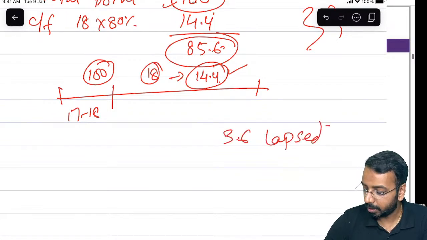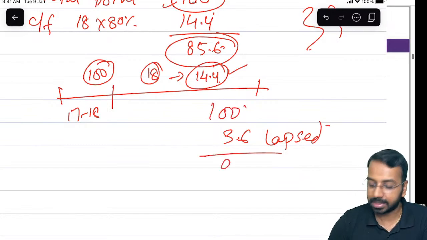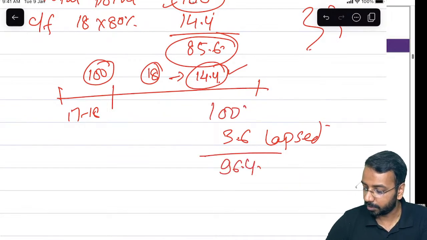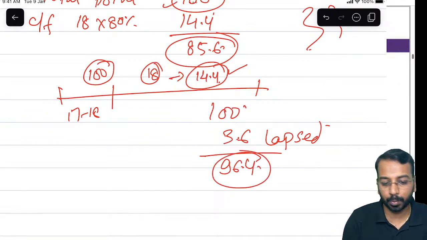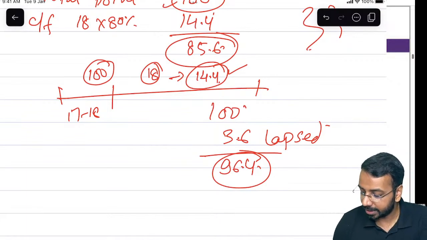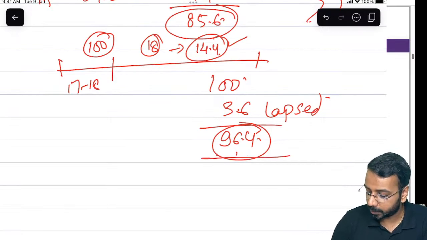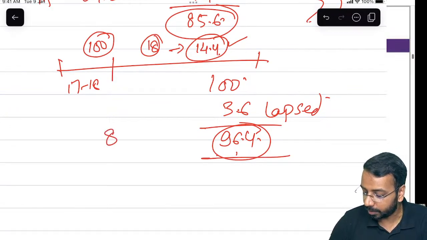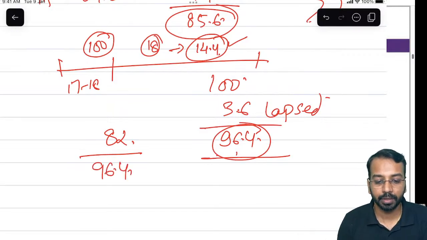So out of 100, 3.6 are lapsed, which means total redemption will be for only 96.4. Now out of this 96.4, how much has been redeemed? This is the total redemption expected. Out of the total redemption expected, 82 has been redeemed out of 96.4.